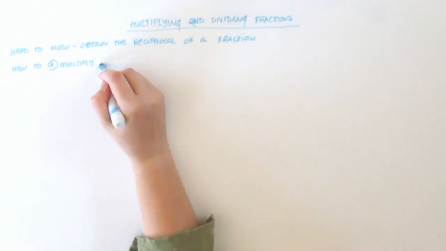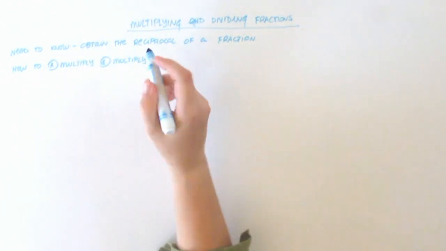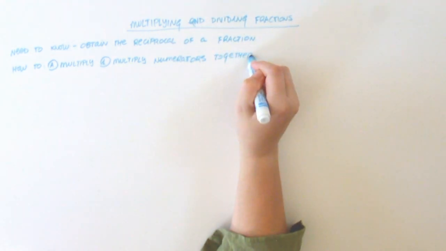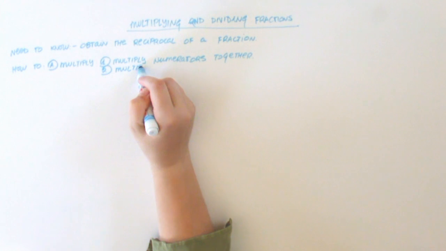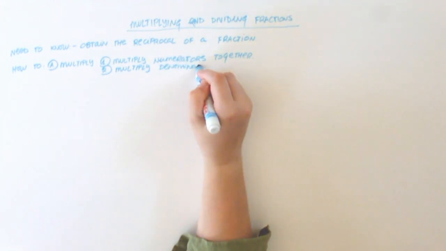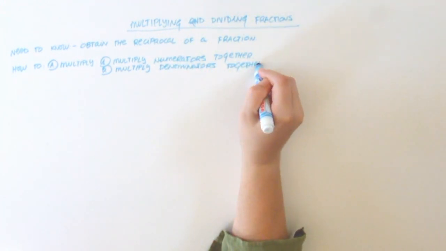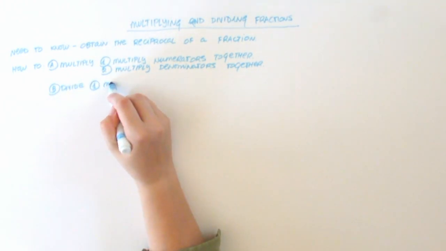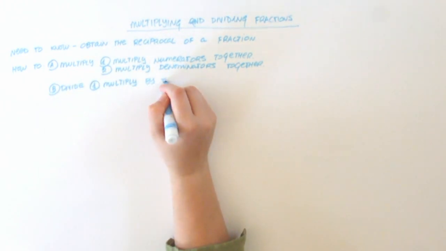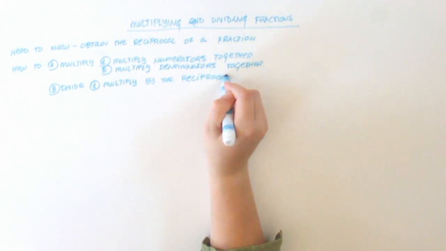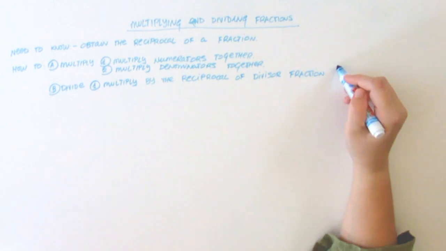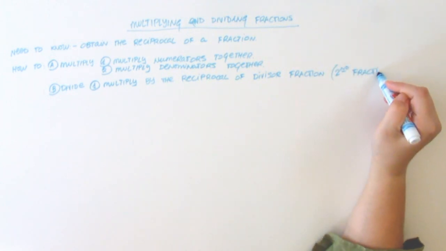For the step-by-step guide, if I want to multiply, it's the easiest of all. I just need to multiply the numerators together and then multiply the denominators together. If what I want to do is to divide, I'm going to multiply by the reciprocal of the divisor fraction, the second fraction I see.